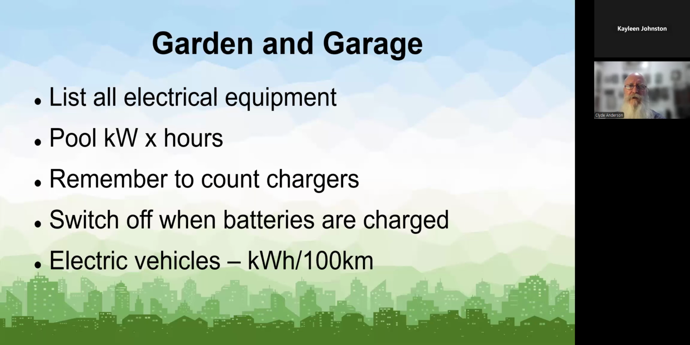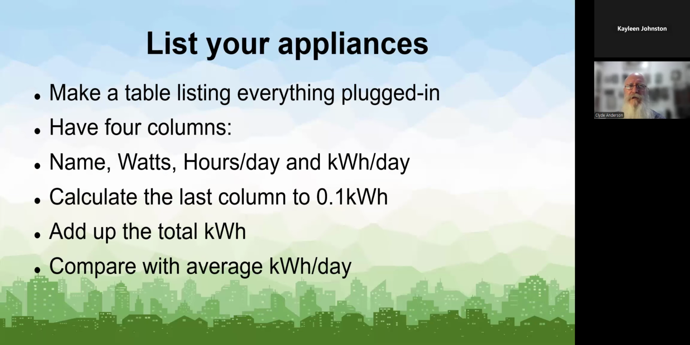So let's have a look at what we're doing now on the energy audit worksheet. So you list all your appliances. I've skipped over a few of them here, but I think you'll get the idea. If you need to, watch the presentation again to get more details on how to do it for different appliances. So you've got the name of the appliance, the watts, the hours per day, kilowatt hours per day, and then add it all up. Calculating to the decimal place kilowatt hours is probably close enough. Add the total and then compare that with the first number that we put on the form, the kilowatt hours per day average or the benchmark.